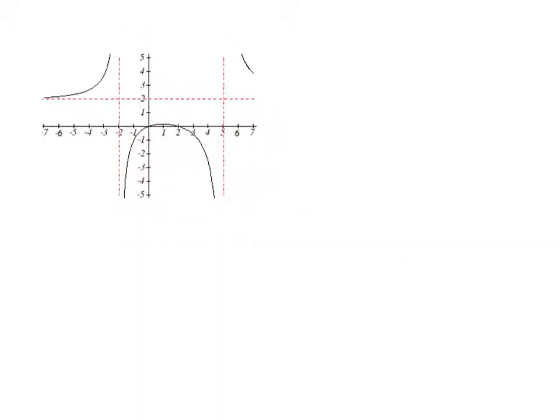Okay, so for this one, it looks a little different, but not all that different. I'm going to take care of that vertical asymptote at x equals negative 2 by writing it as x plus 2. And it's acting like 1 over x, so I don't have to square anything.